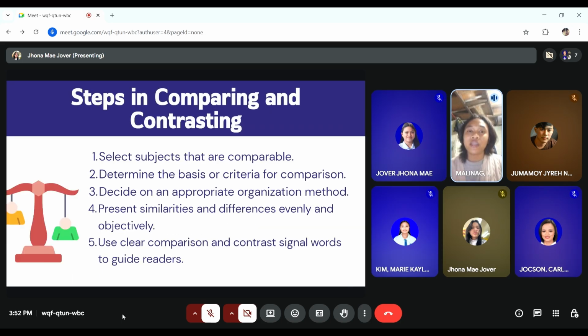So next, we have the steps in comparing and contrasting. The first step is to select subjects that are comparable. The items must belong to the same general category, of course, and without the comparability of the items, the analysis becomes meaningless. The second step is to determine the basis or criteria for comparison. You must decide on specific points to analyze, such as structure, purpose, or style. The criteria act as the framework that keeps the comparison focused and fair.